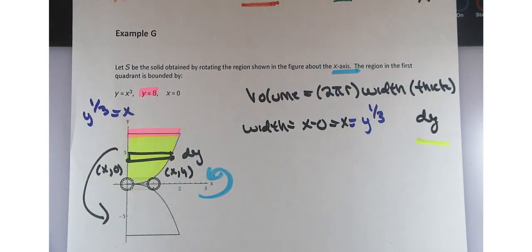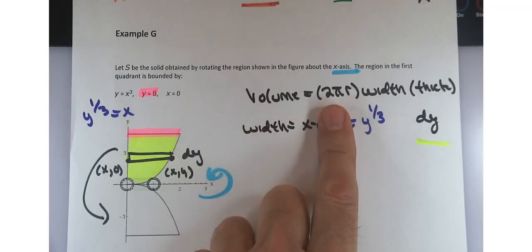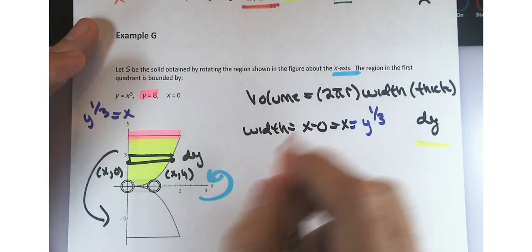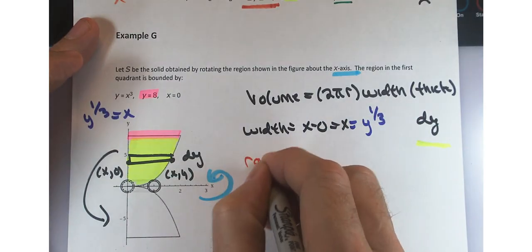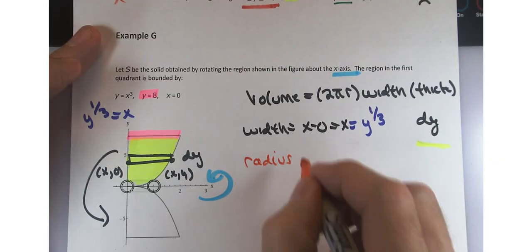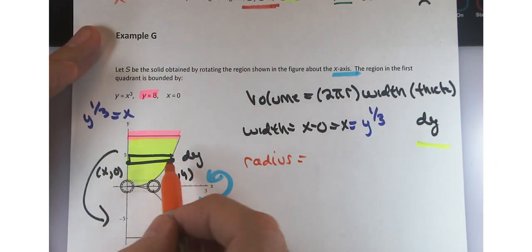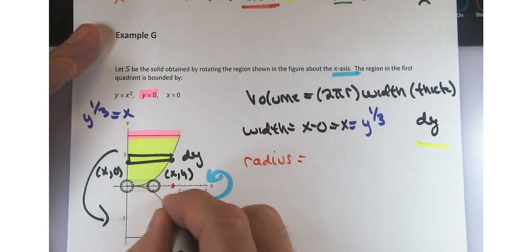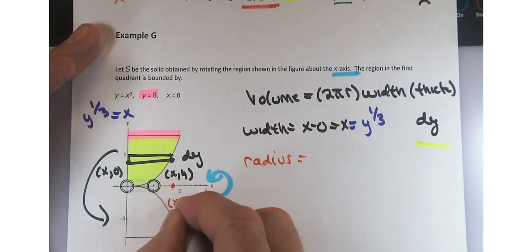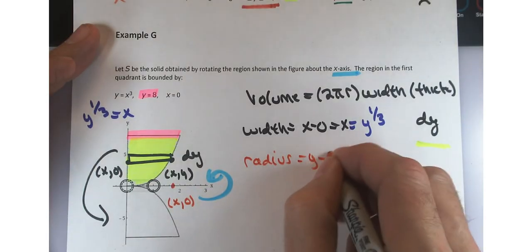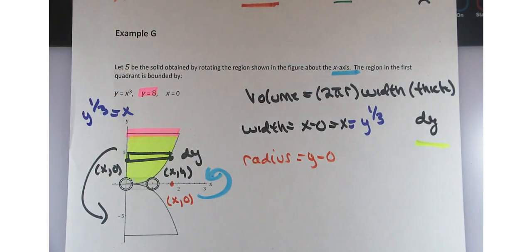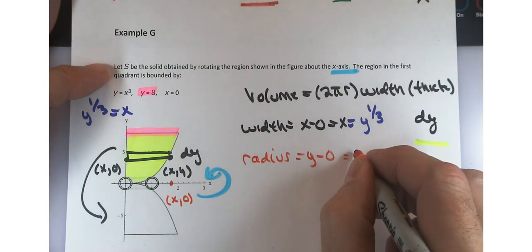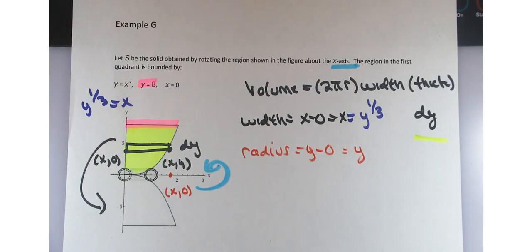Now we're going to run into the same kind of a problem when we work with the 2 pi r. For the radius, that's again going to be this distance. Oh, actually, you know what? It's going to be this distance right here. It's going to be y. Y minus 0. This point is going to be x and 0. So your radius is going to be y minus 0, because you remember you're rotating around this axis. So that's just y.